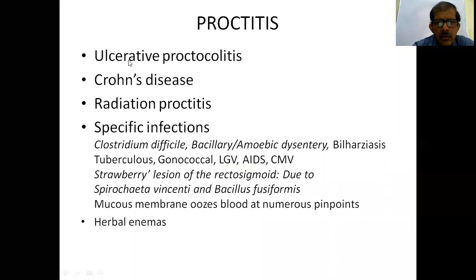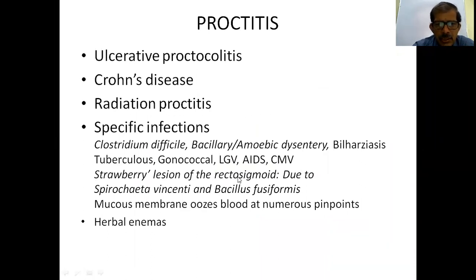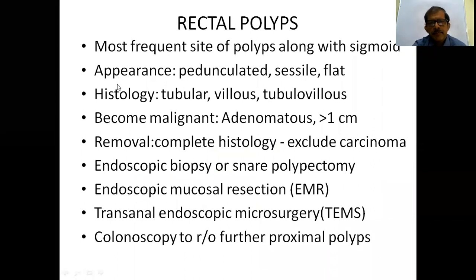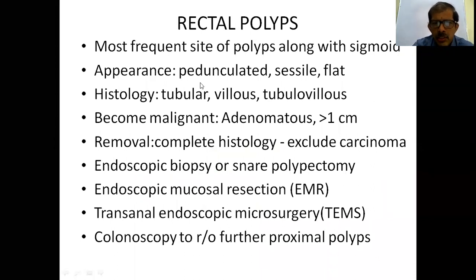So proctitis, all causes are there: inflammatory bowel disease, radiation, infections, the so-called strawberry lesion due to spirochetes and Bacillus falciformis, and polyps, which are important. Already I talked about pedunculated, sessile, and flat, and tubular and villous. So the potential to become malignant is there for sessile and villous and size more than 1 centimeter.